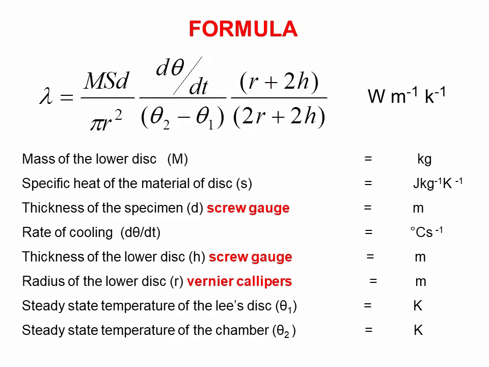Here capital M is the mass of the lower disc, S is the specific heat of the material of the disc, d is the thickness of the specimen, which can be determined using a screw gauge, d theta by dt is the rate of cooling, h is the thickness of the lower disc, r is the radius of the lower disc, which can be determined by Vernier calipers, theta 1 is the steady state temperature of the Lee's disk, theta 2 is the steady state temperature of the chamber. These are all the formula details.